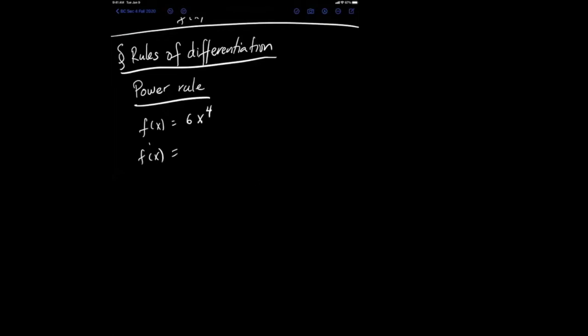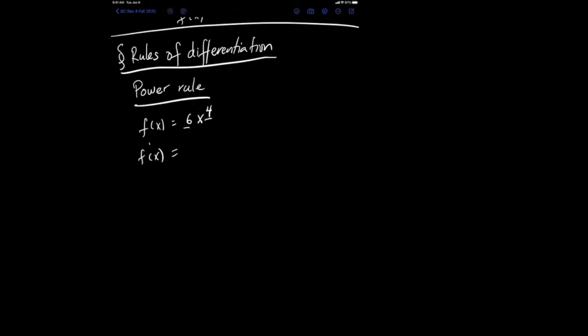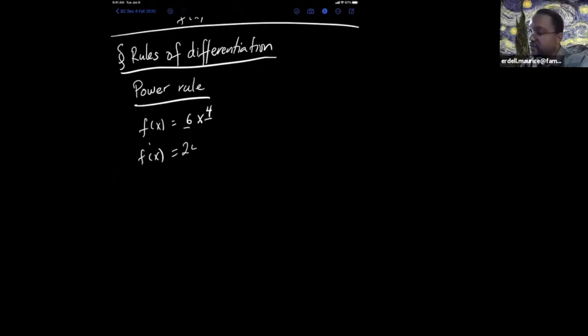And what you do is you multiply the coefficient by the power, hence the name the power rule, to get the new coefficient. So what is 6 multiplied by 4 giving? 24. And so the new coefficient is 24. And then to find the new power, we simply subtract 1 from the power. So what's 4 minus 1? 3. And this would be the derivative of the function.